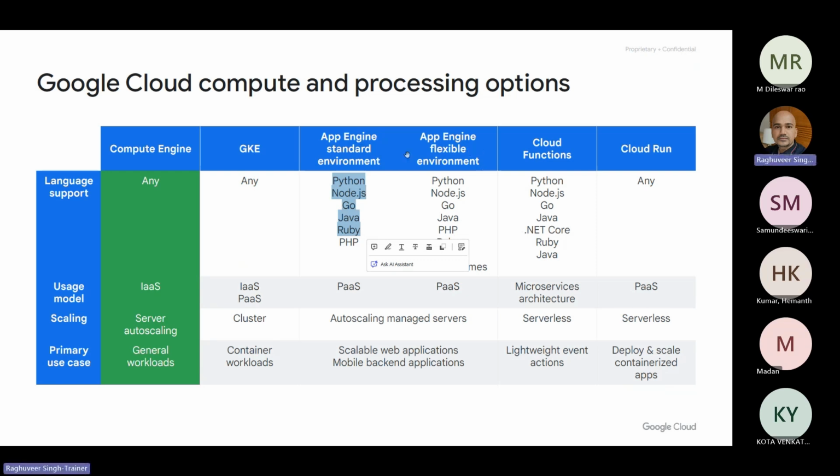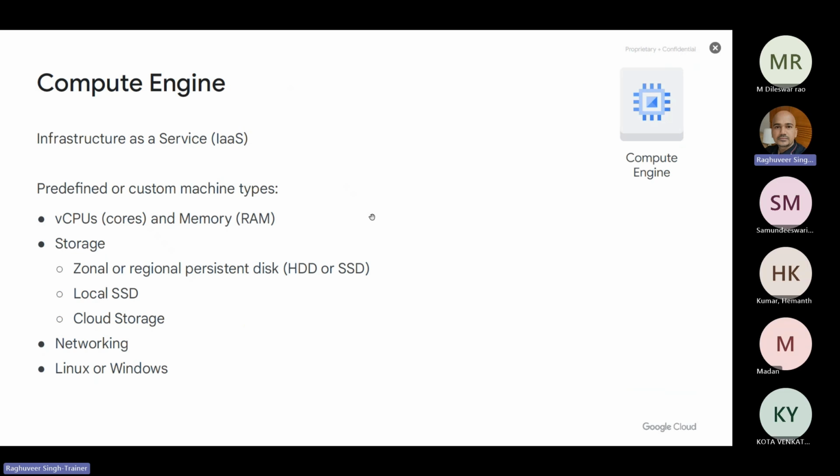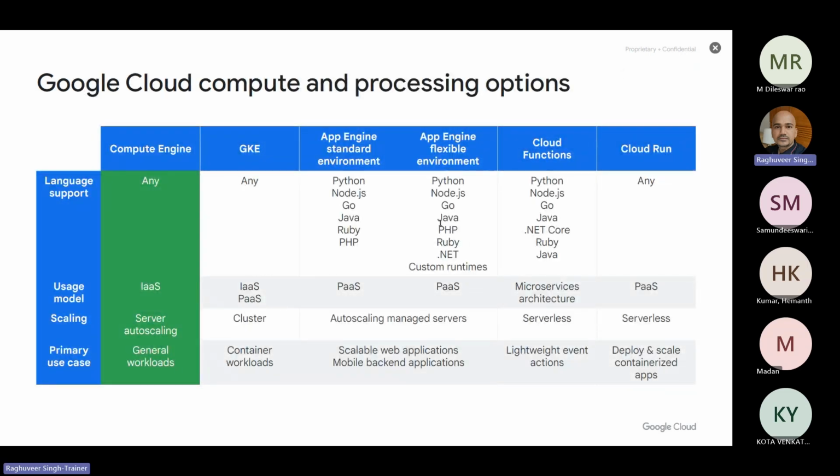Similarly, App Engine basically has two varieties, two SKUs, standard and flexible. It's like basic and standard. So in this App Engine, you support these languages. Cloud Functions support these languages. Cloud Run supports any language.